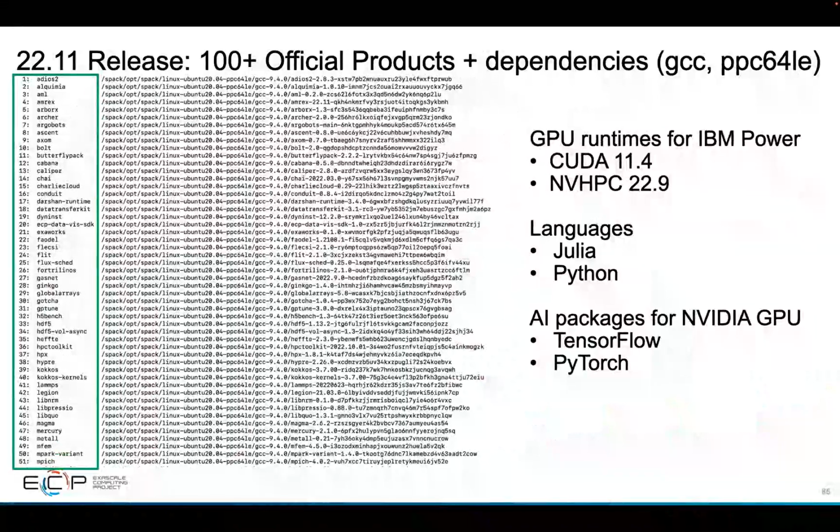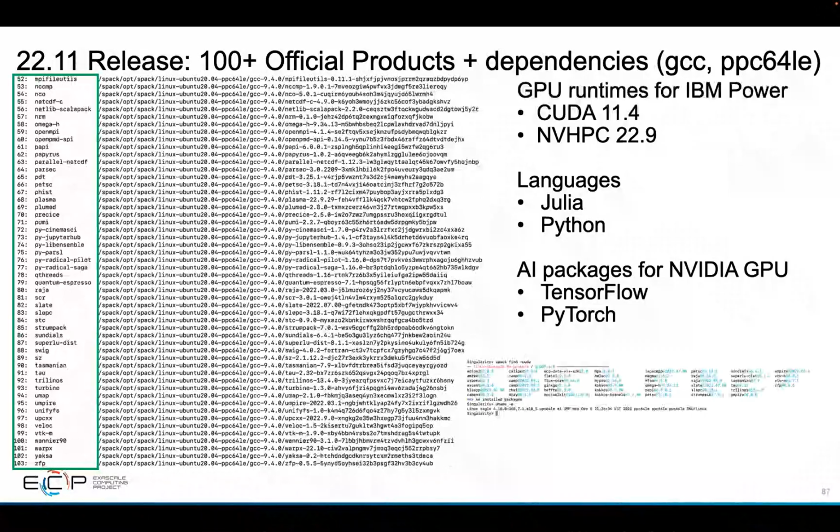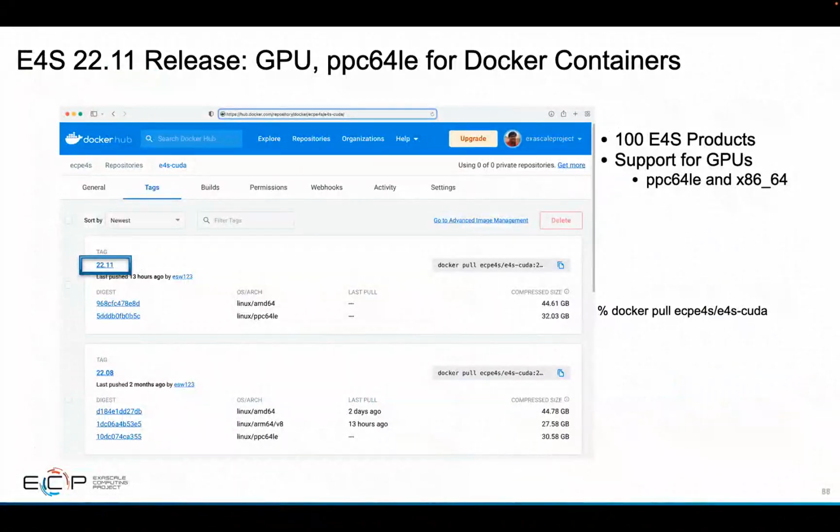And we have support for IBM. This is a container that we have just released today. You can see the 22.11 release for IBM PPC64LE, and it has support for AI/ML packages like TensorFlow and PyTorch, with support for GPUs, as well as Julia, Python, and NVHPC 22.9, the September release for Power. And you can see all the packages and which ones were using GPUs. And here is TAU, Trilinos, and other tools. And go to Docker Hub and download this container for IBM P9.